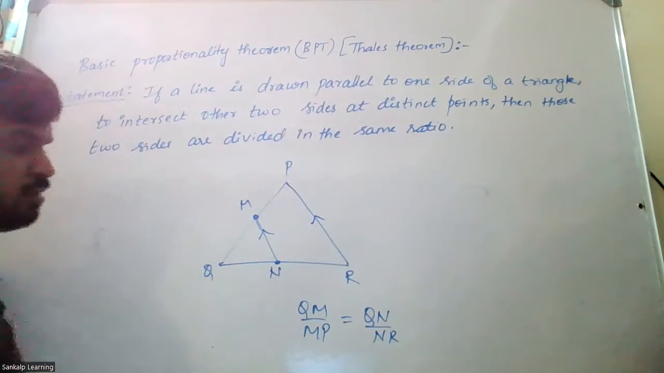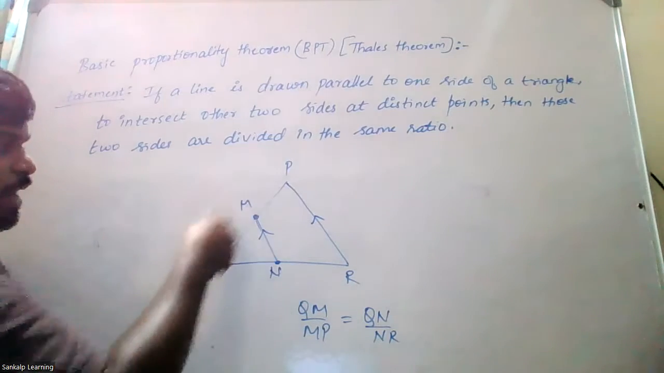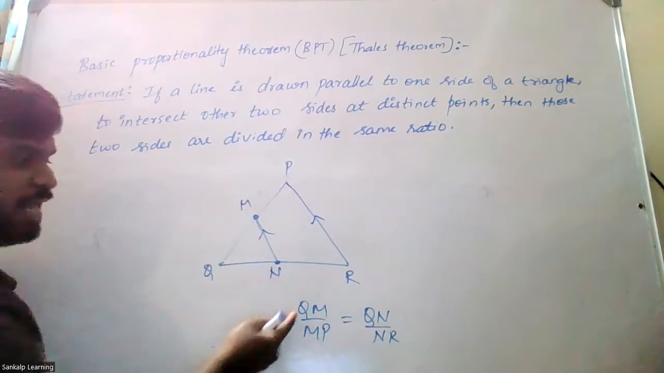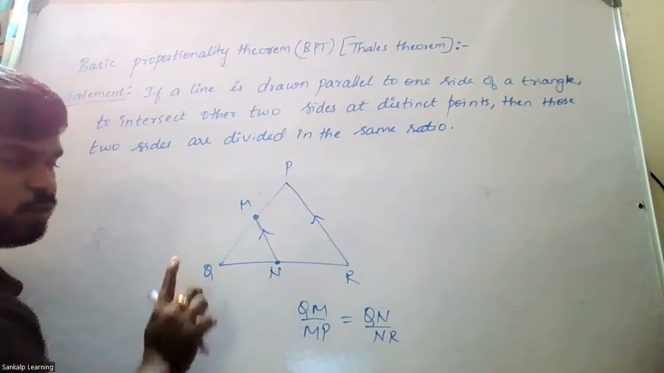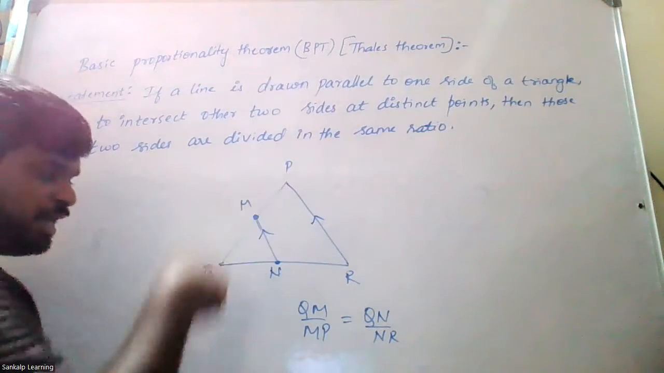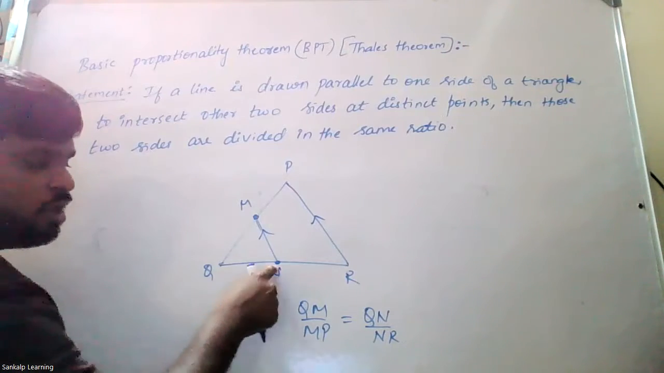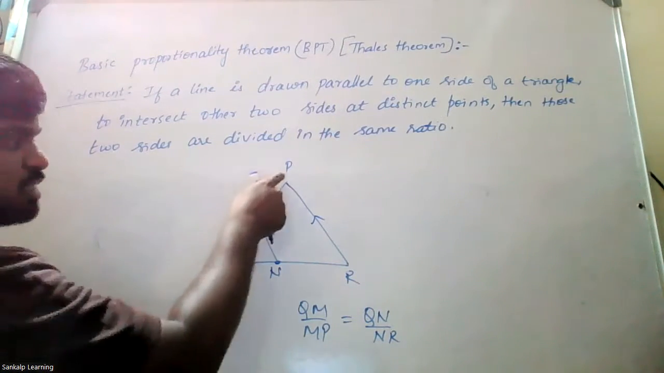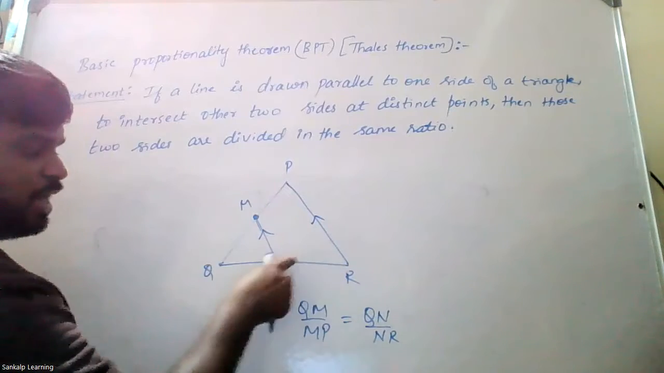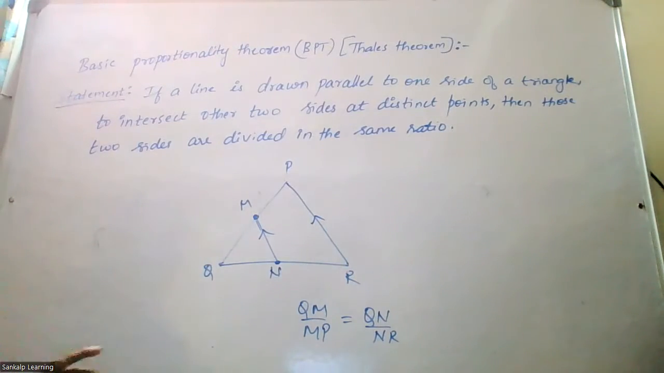Certain students make a small mistake while writing the ratio. They might start from here, QM by MP, and for the next side, start from here, RN by QN. That is wrong. If you're starting from QM by MP, for the next side also you should start from here itself, QN by NR. Suppose you're starting from PM by MQ, the corresponding ratio is RN by NQ. Okay, so this is the theorem.